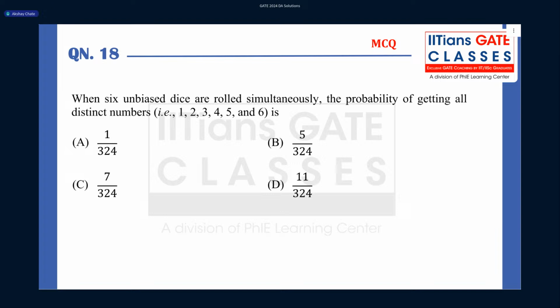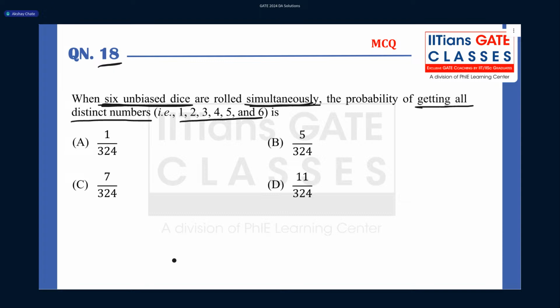So now next question, which is question number 18. In this question it is mentioned that there are 6 unbiased dice. So dice is that we roll, right? One die is having 6 faces, named as 1 to 6. But here 6 such dice are rolled simultaneously, and the question is asking what is the probability of getting all distinct numbers, that is from 1 to 6.